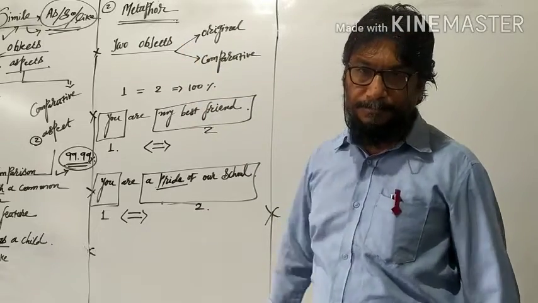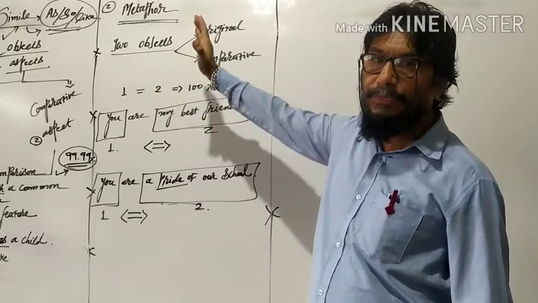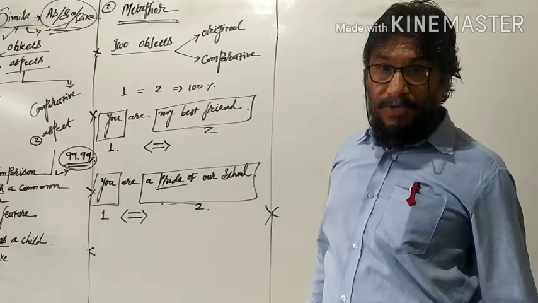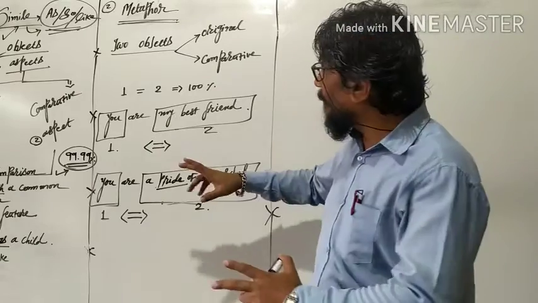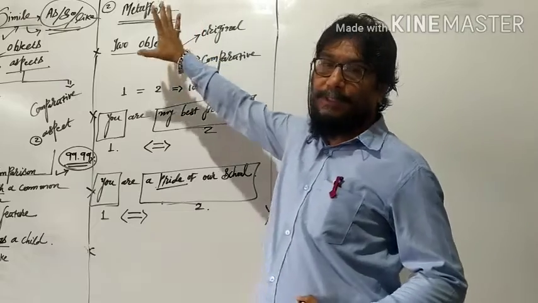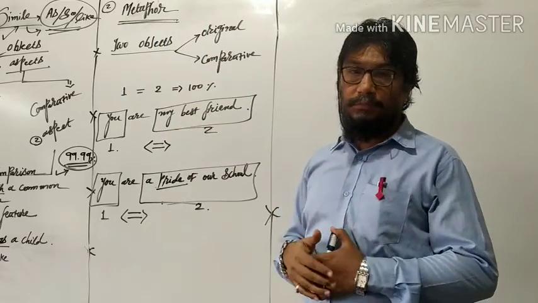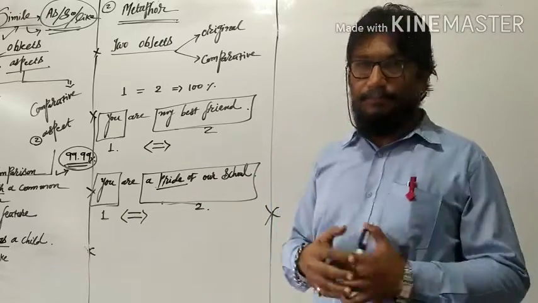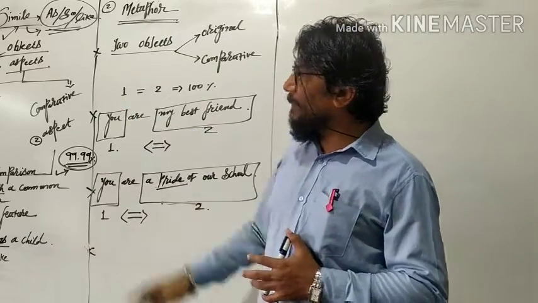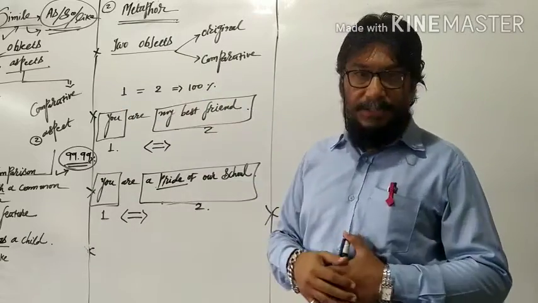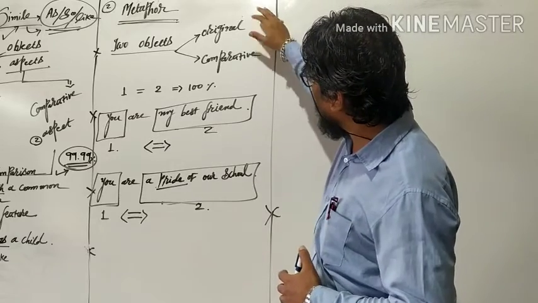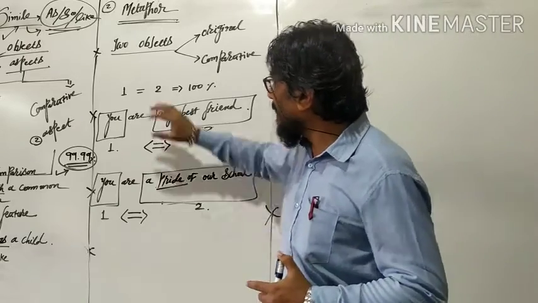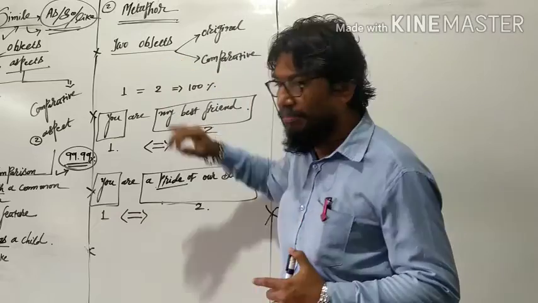We are moving ahead with the second figure of speech, and that second figure of speech is metaphor. First one is simile, second one is metaphor. What is the characteristic of this figure of speech? Here also there will be minimum two objects, two aspects. In simile also, the condition was the same. Here also the condition is the same. There will be minimum two aspects. One would be the original aspect, another one would be the comparative aspect. But one thing is there, and that is 1 is equal to 2.